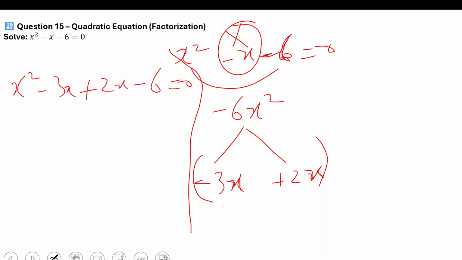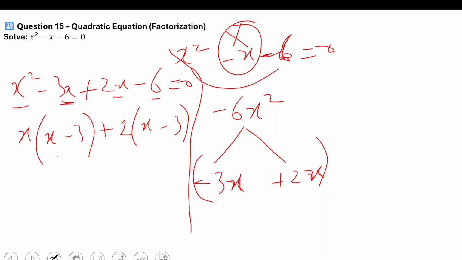So I'm going to continue to inspect the first two terms and last two terms. What's common in the first two terms? What's common there is x. So what's remaining inside the bracket is x minus 3. What's common in these two terms? I have 2 common there. What's left is x minus 3. Again, this is common to this, similar. So I will take one of it, and I will take the outside terms, x plus 2.